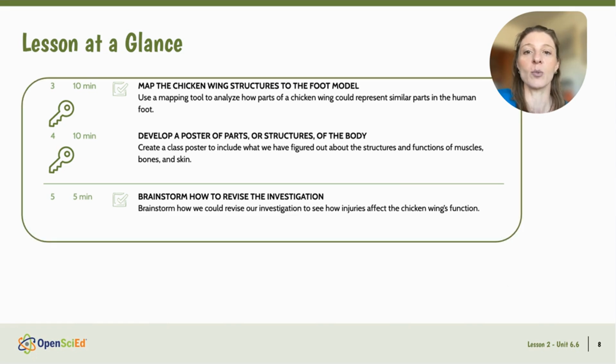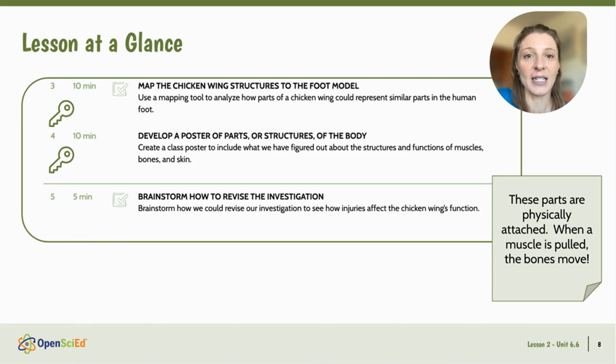This brings us to loop 2. Loop 2 finishes out day 1 and starts day 2. We map the chicken wing structures to the foot model and build a poster of parts. We figure out that these parts are physically attached to each other. When a muscle is pulled, the bone moves. And this makes us wonder, if this is how a healthy system moves, how would an injury change things?